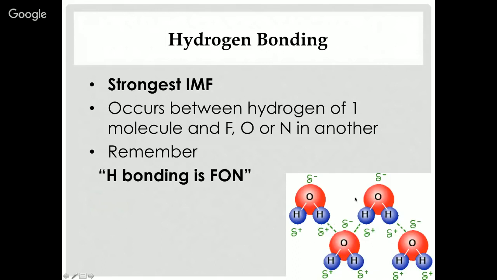And this is why, since it's a strong, weak intermolecular force, water has a somewhat high melting and boiling point as compared to other covalent compounds. And it also accounts for other unique properties of water, such as surface tension, etc.